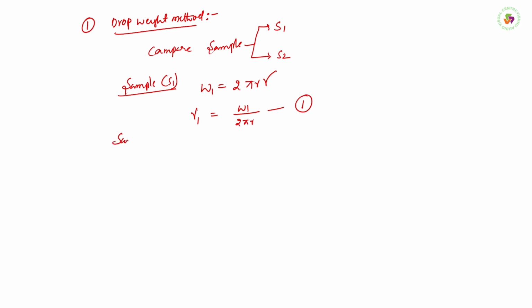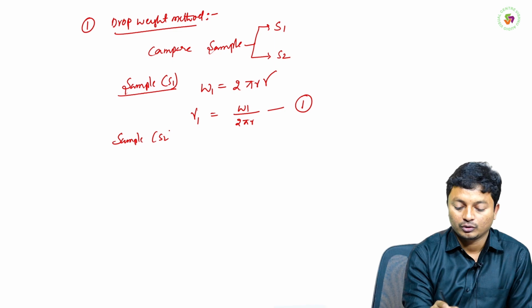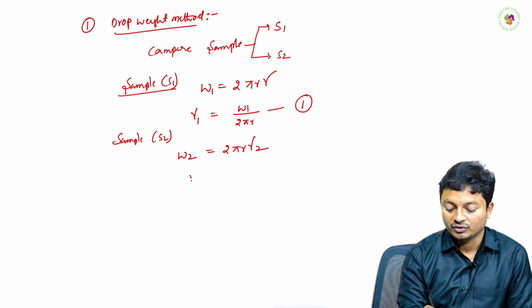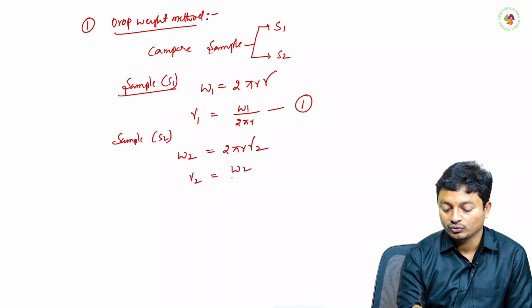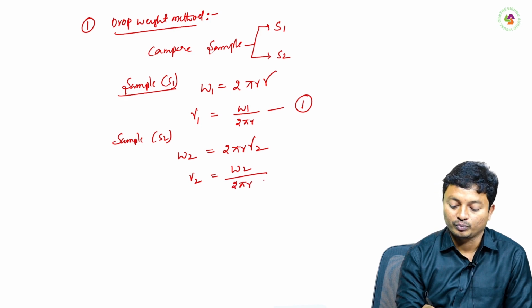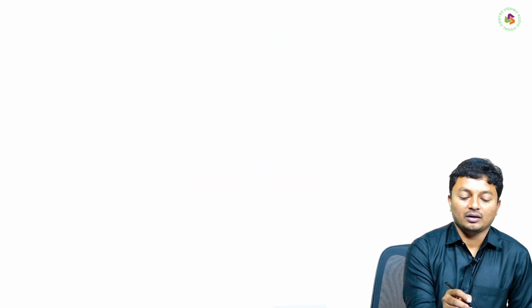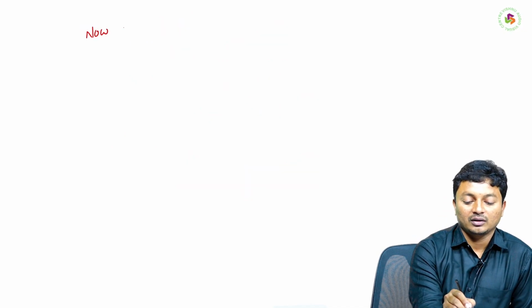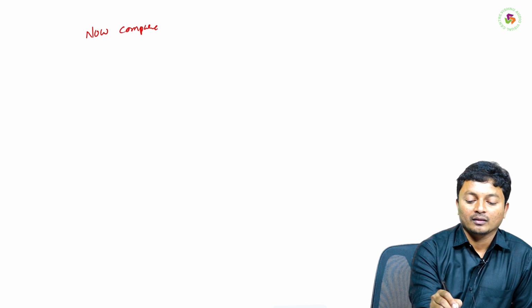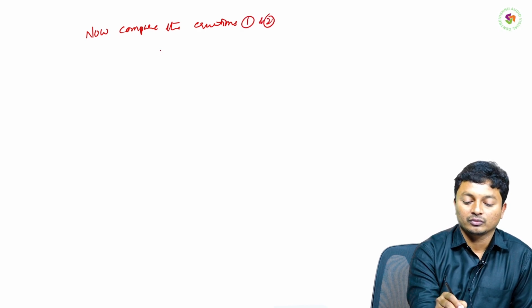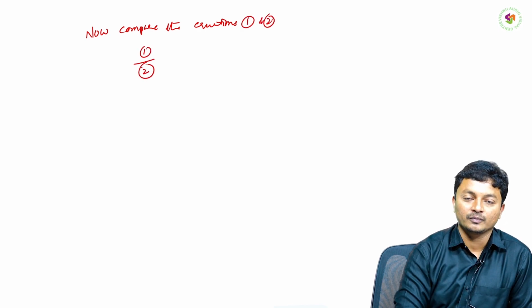Next, in case of sample 2, the W2 can be written as 2 pi r gamma 2. So this gamma 2 can be written as W2 divided by 2 pi r. Let us consider this is equation number 2. Now we need to compare the equations 1 and 2. Equation 1 upon equation 2.